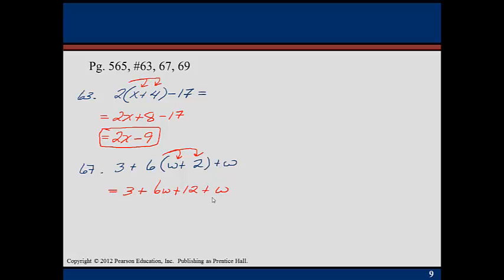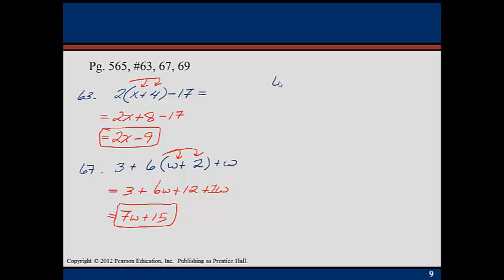Now starting with the w's, let's combine our like terms. So 6w plus w, remember the invisible 1 is here. We add the numbers and keep the w, so that makes it 7w. And then 3 plus 12 is 15. So we have 7w plus 15, and that's the final answer. Now how do we know this is the final answer? Because when we look at 7w and 15, these are not like terms, therefore I cannot combine them, and I leave my answer as it is.